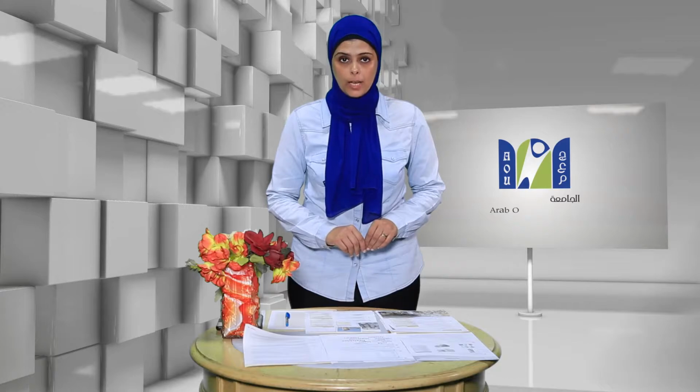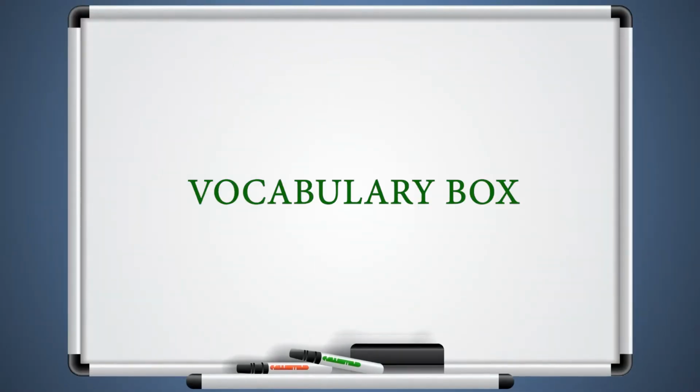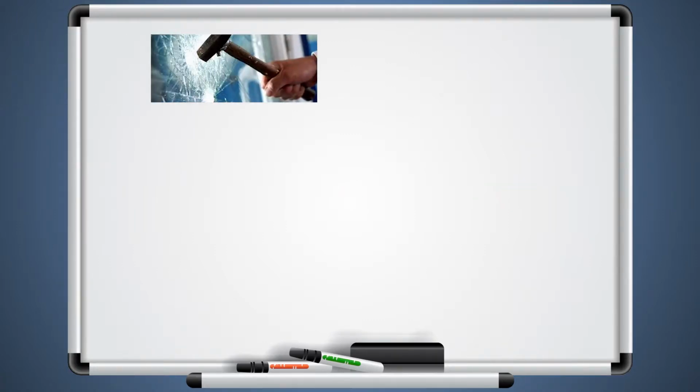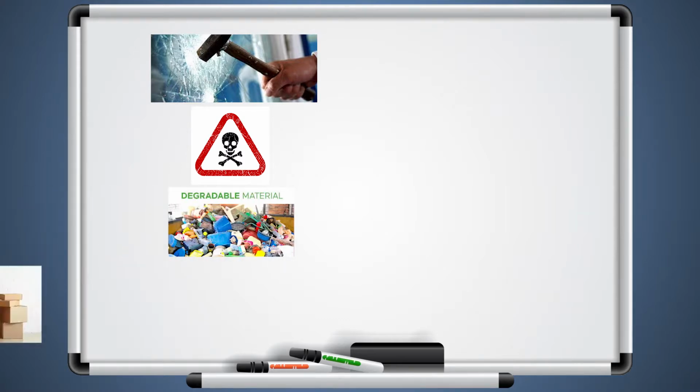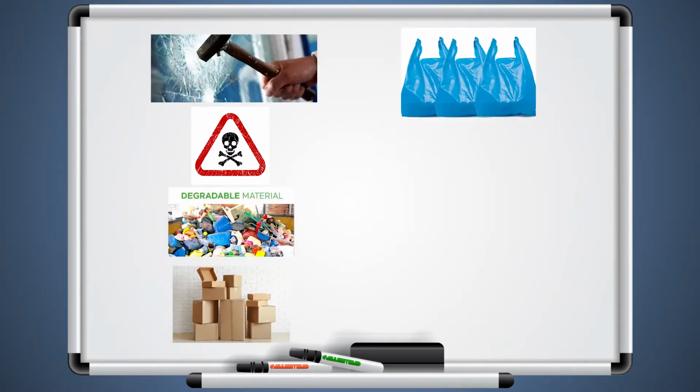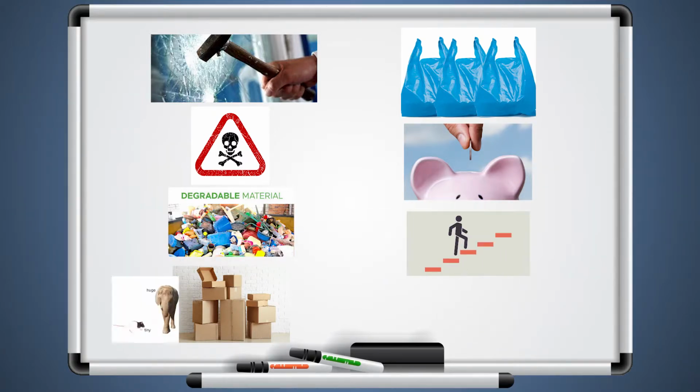Now let's go to a new vocabulary box. Let's read it together. Damage, verb. Dangerous, adjective. Degradable, adjective. Packaging, noun. Polythene, noun. Put into, verb. Step, noun. Tiny, adjective. Now let's go to more boxes of skills check.